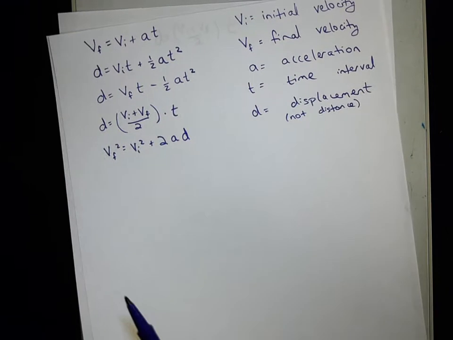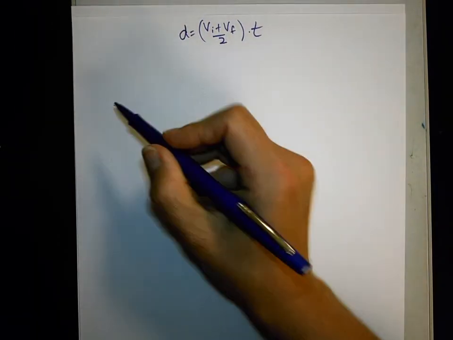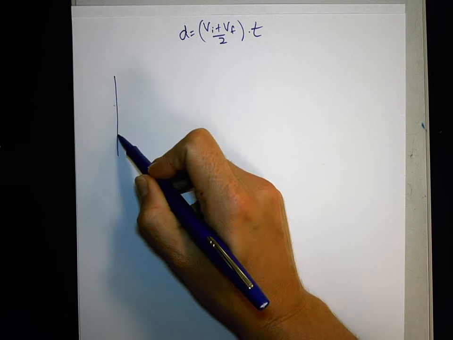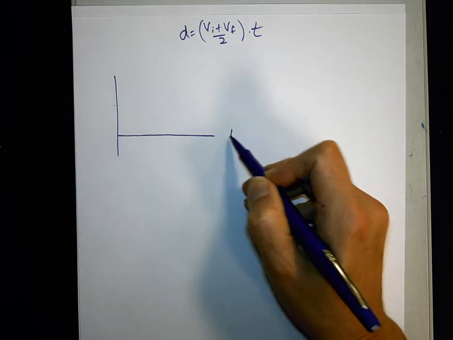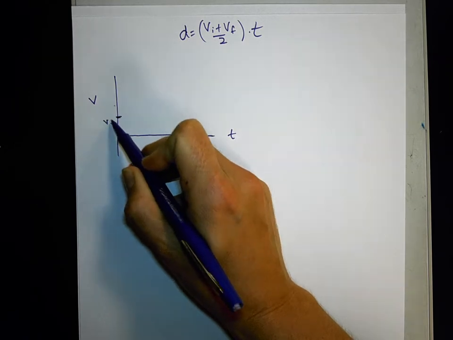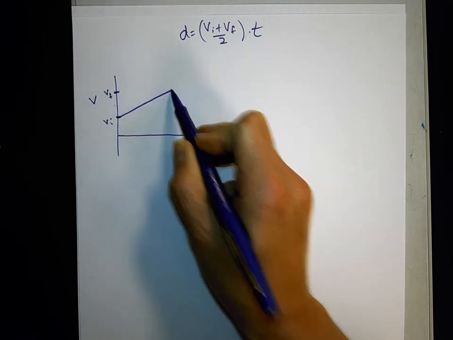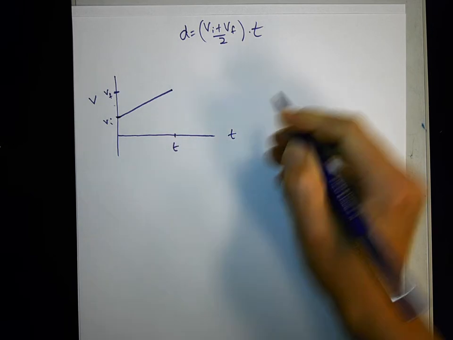There's lots of ways to derive this, but my favorite way to derive this equation right here is definitely with a velocity graph. I'm a big fan of those. So I'm going to draw a velocity graph that represents an accelerating object. Maybe it starts at one velocity and ends at another velocity. It constantly changes velocity, and let's say it takes t seconds to do so.